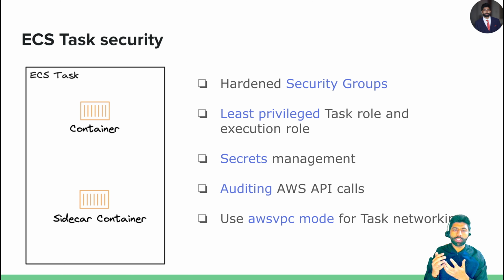One other most important security best practice is to use AWS VPC mode for task networking. If you use AWS VPC mode, ECS creates and manages an elastic network interface or ENI for each task and each task receives its own private IP address within the VPC. And this ENI is separate from the underlying host's ENI.